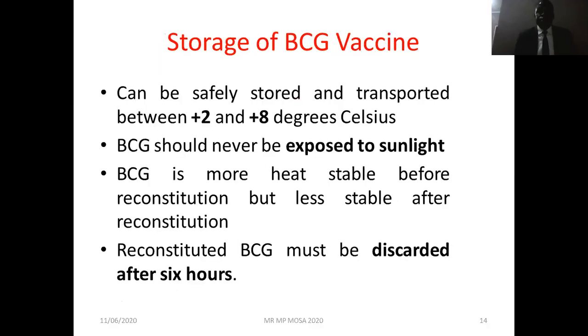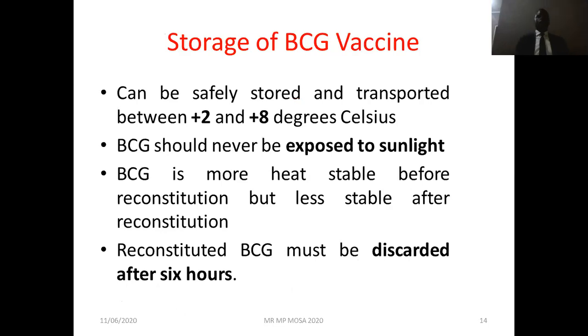So the storage of BCG is stored and transported between 2 degrees Celsius to 8 degrees Celsius. BCG should never be exposed to sunlight because it gets destroyed. BCG is more heat stable before reconstitution, but less stable after reconstitution.